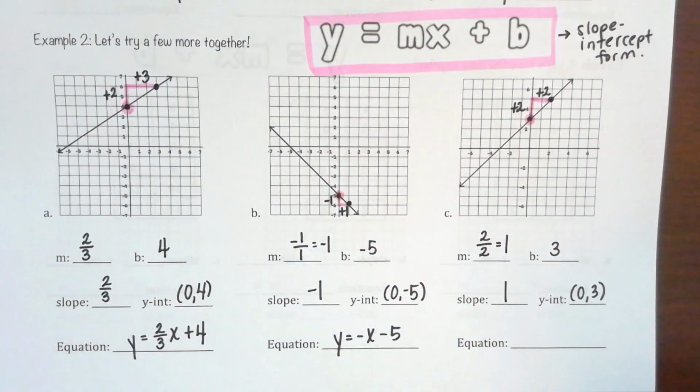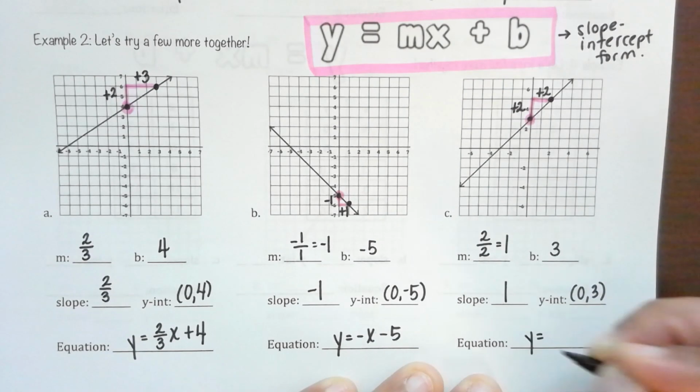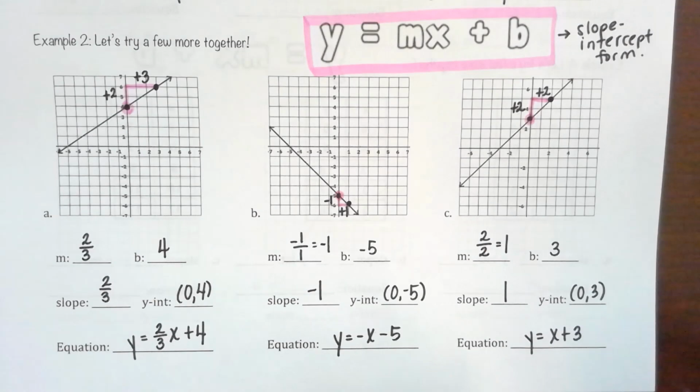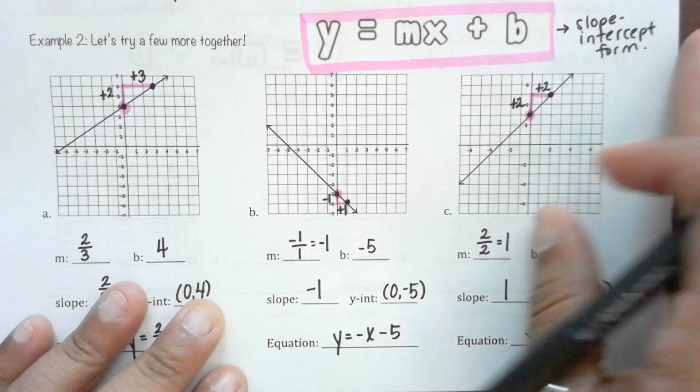Do I have my m? Yes. Do I have my b? Yes. So how would I write this equation? Y equals x plus 3. Absolutely. If you put your 1 there, you are okay. When we get to the test, eventually you'll take the 1 off, but we're just now learning this. So if you have to put the 1 there, put the 1 there. Any questions? Okay. Let's flip it on over.